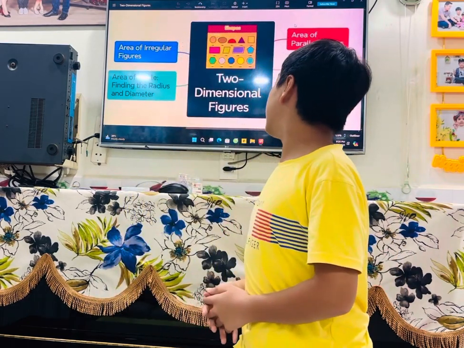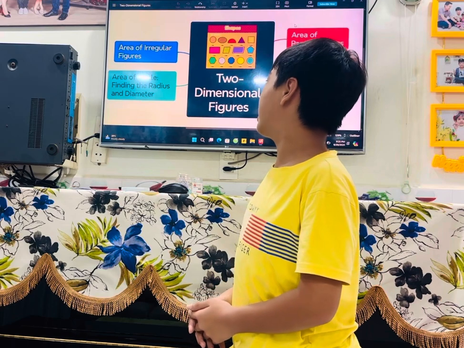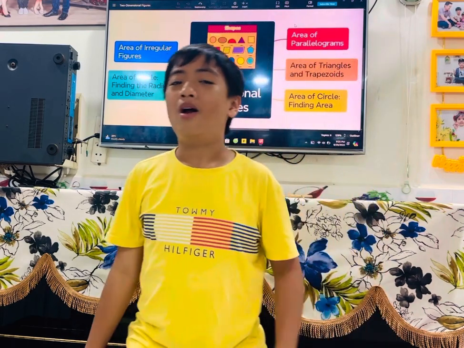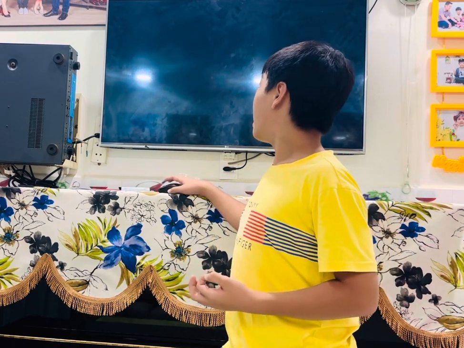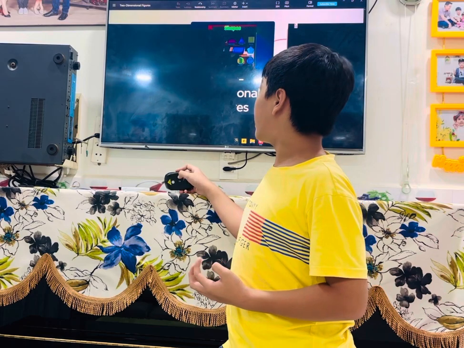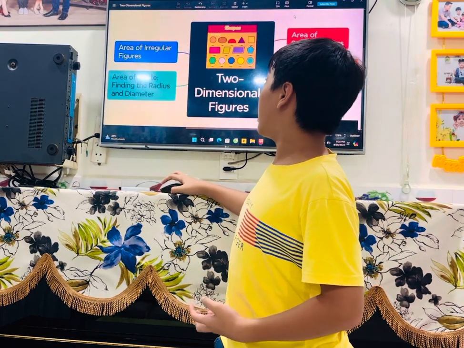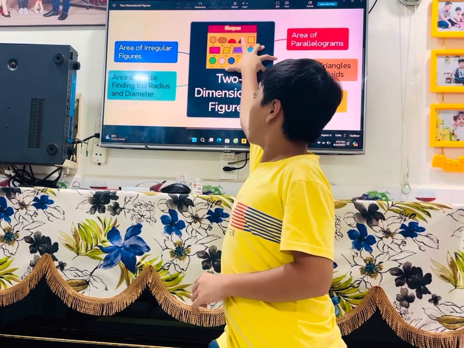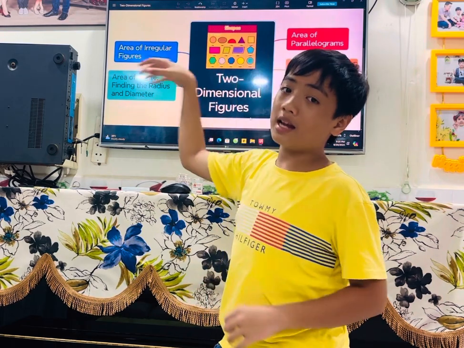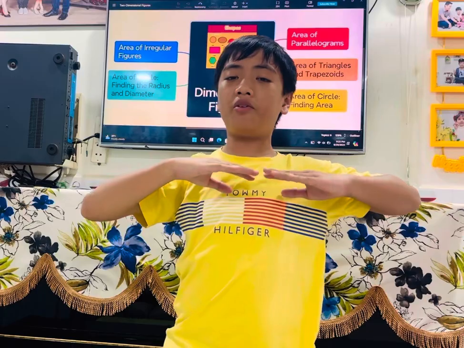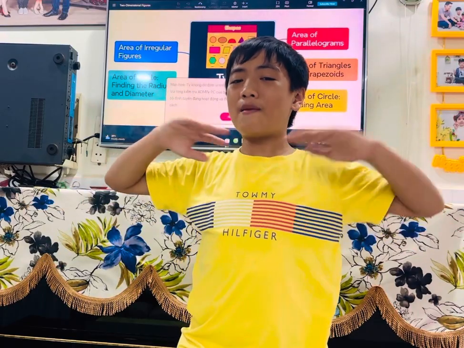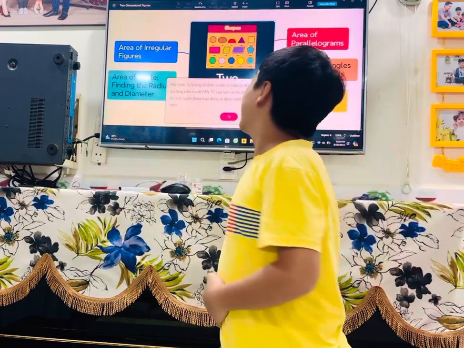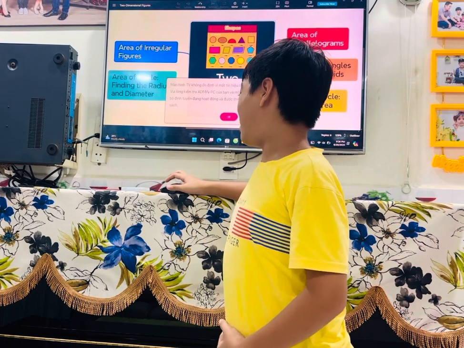Let's move on to the area of triangles and trapezoids. Triangles: all angles together make a sum of 180 degrees. It's nearly like a rectangle but kind of different. You take its base, multiply with its height, but this time you divide by 2. Remember to divide by 2. It's like cutting the answer in half.